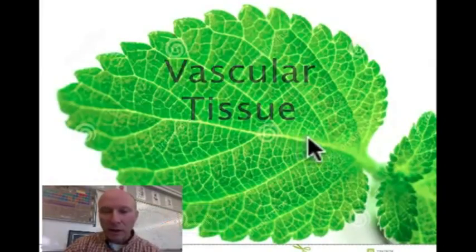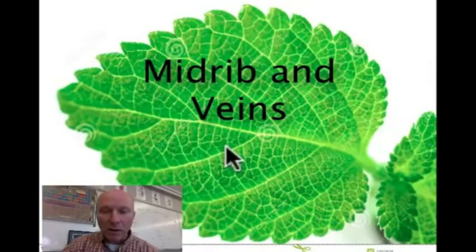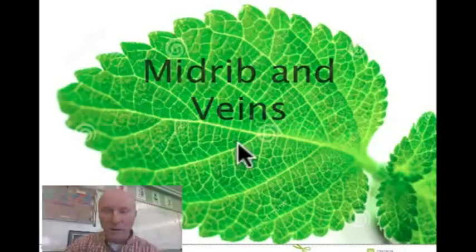the leaf. The midrib here is the main vein that branches off into the side veins, and each of these side veins gets smaller and smaller, feeding each one of the cells inside the leaf.